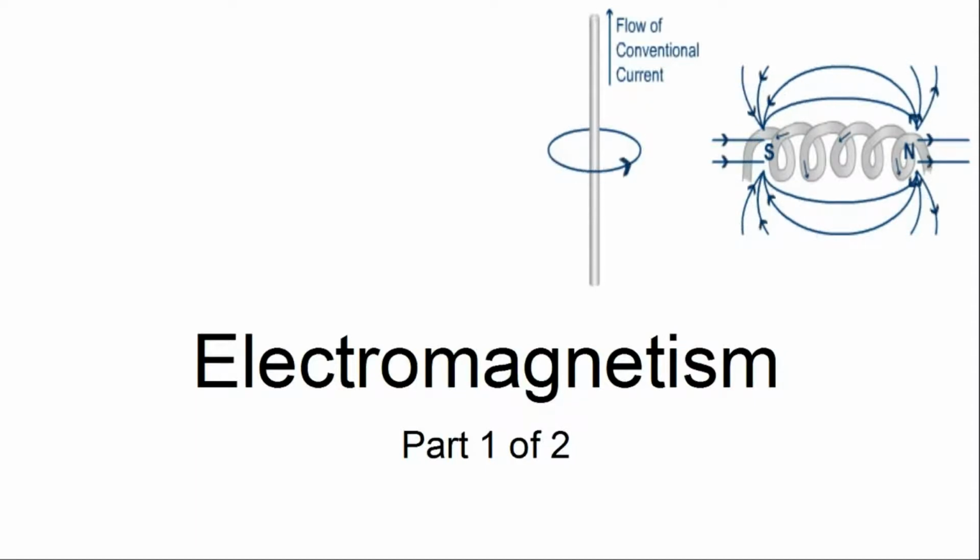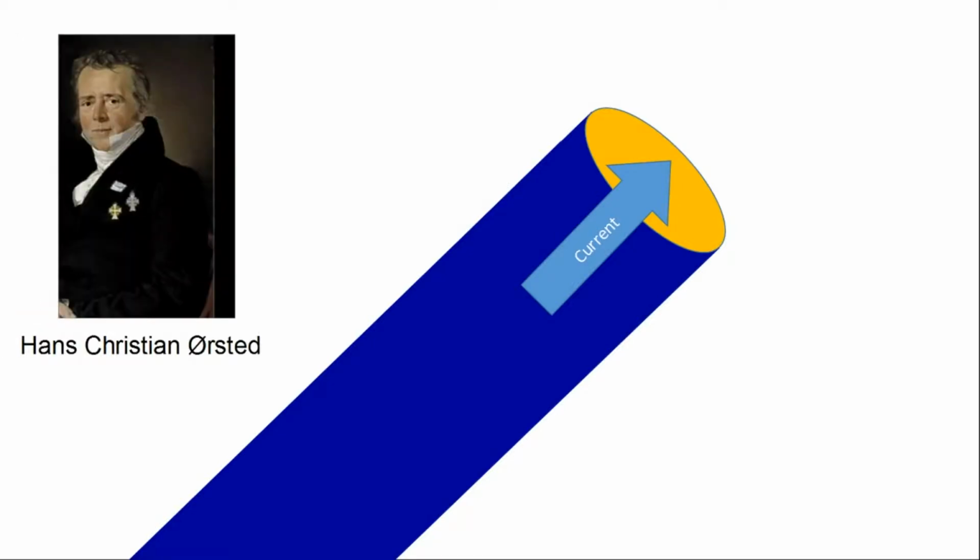Okay, here we are at the presentation for electromagnetism, and I'm going to do this in two parts. This is part one, which will focus on a DC or direct current electromagnet. So here on the screen I have a current carrying conductor, and let's say that I have current flowing in this direction. We're going to look at this gentleman here, Hans Christian Oersted.